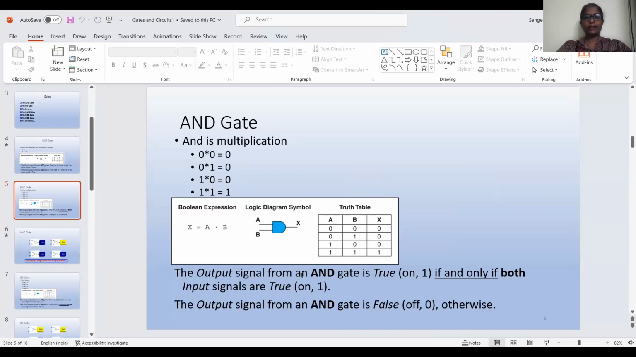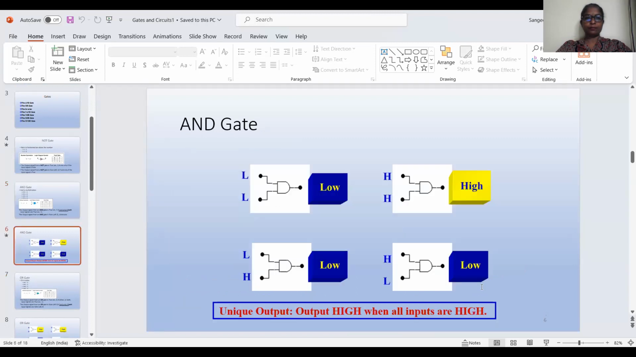So the output signal from an AND gate is true if and only if both the inputs are true. The output signal from an AND gate is false otherwise. It is the same thing: if it is low, low, the output is low. If the input signal is high, high, the output is high. If the input signal is low, high, the output is low. If the input signal is high, low, the output is low. The unique case here is that the output is high only when all inputs are high.